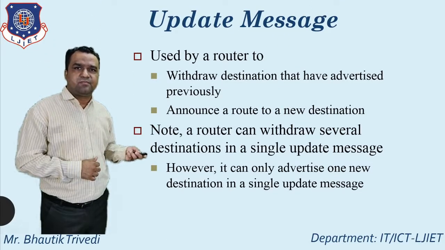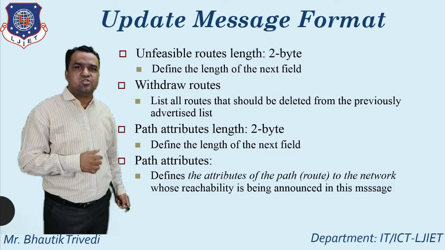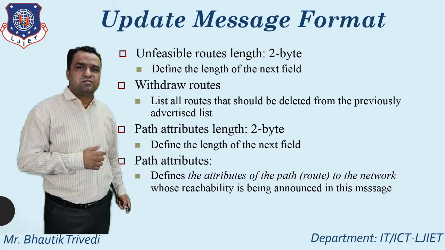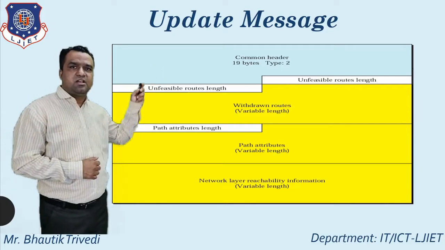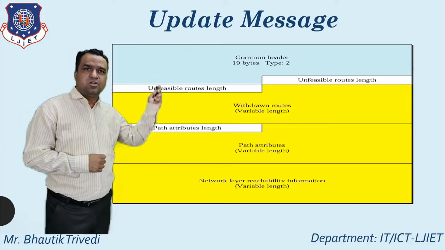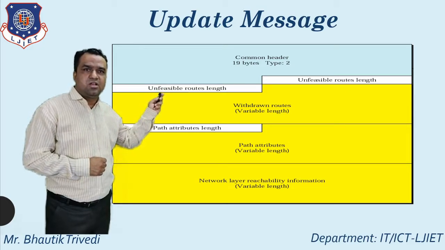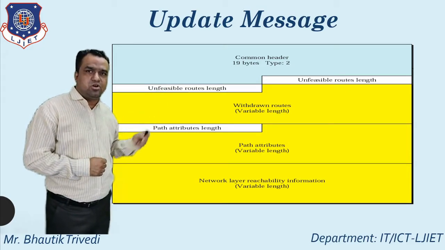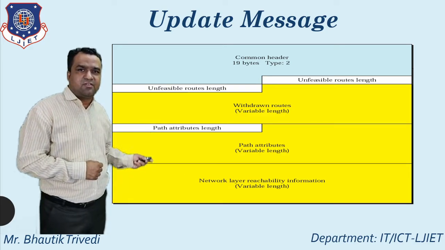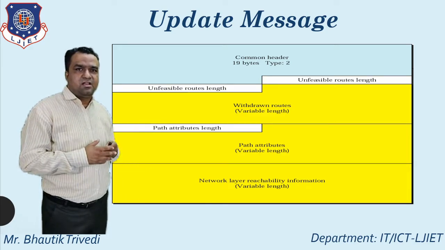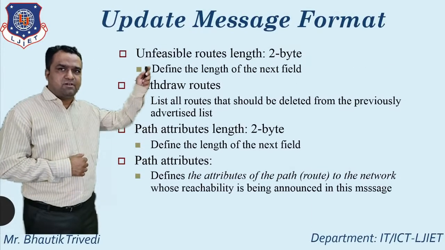Next one, update. Why do we use the update message? Here you just see the diagram, then we will talk about it. Common header, type is equal to 2. Then unfeasible route length, then the withdrawn routes, then the path attribute length, path attributes, and then the network layer reachability information, NLRI. So let's start one by one.